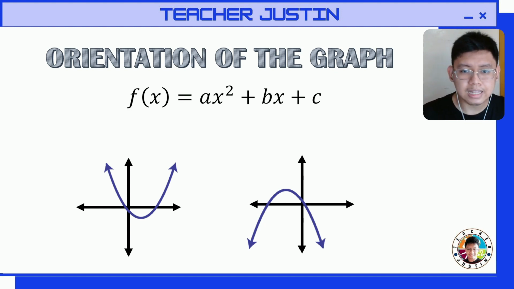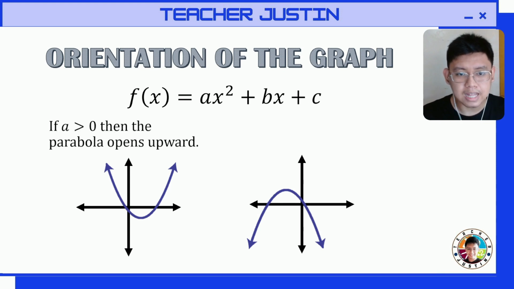So ang titignan natin dito will be the value of A of our standard form or vertex form. Sa ating standard form, kukunin natin yung value of A natin and compare it to 0. If our A is greater than 0, then our parabola opens upward. If our value of A is positive, then we can conclude na ang parabola natin is opening upwards.